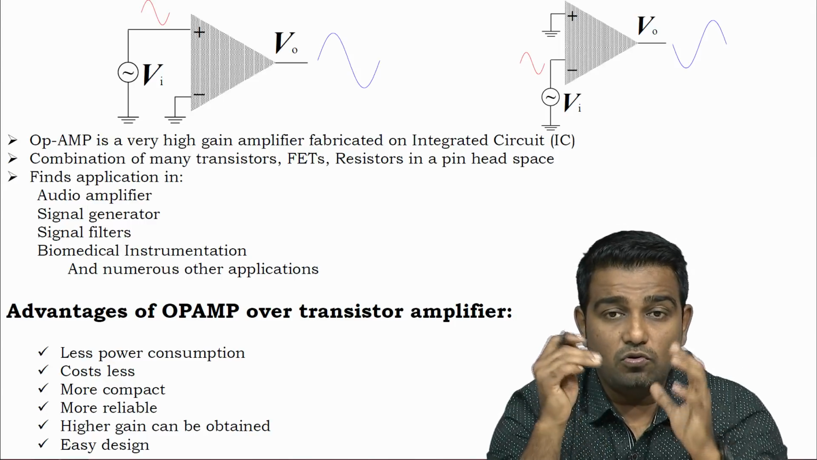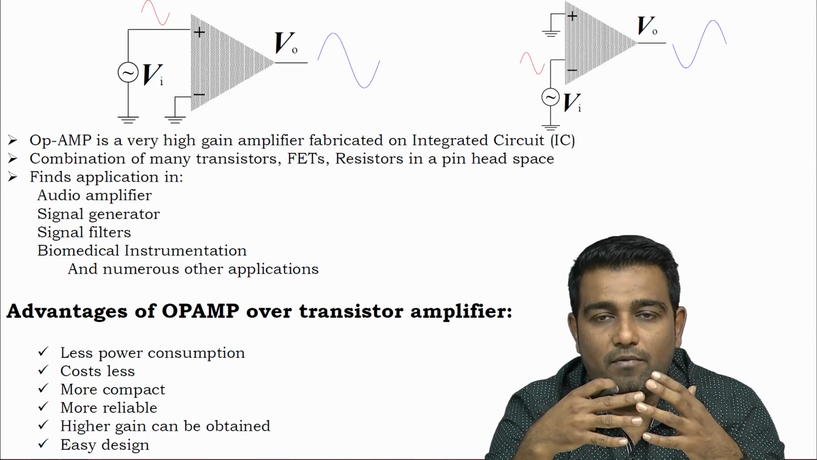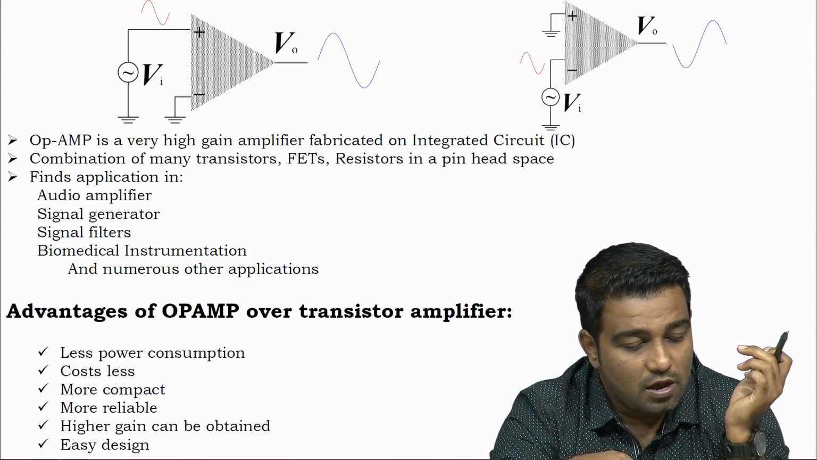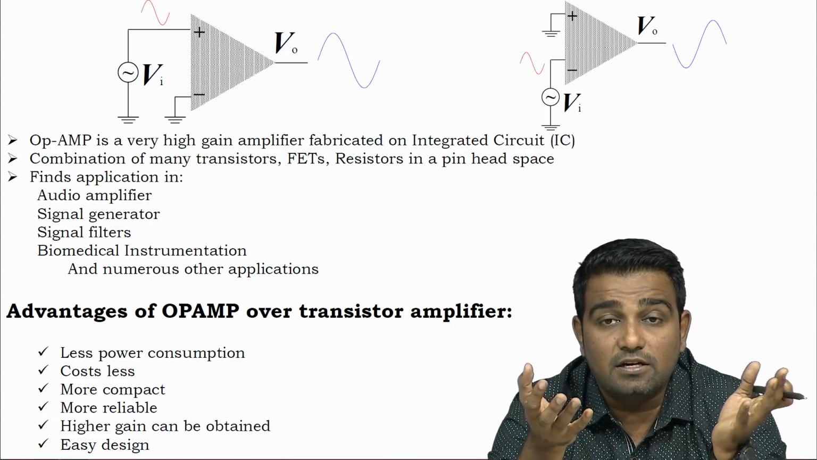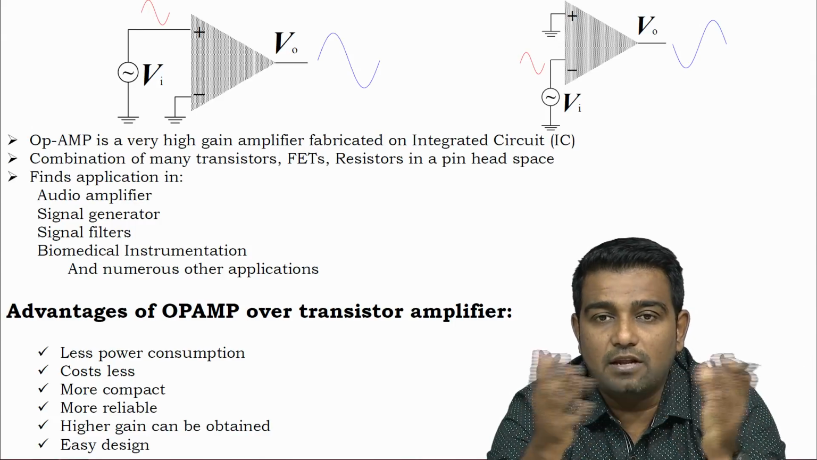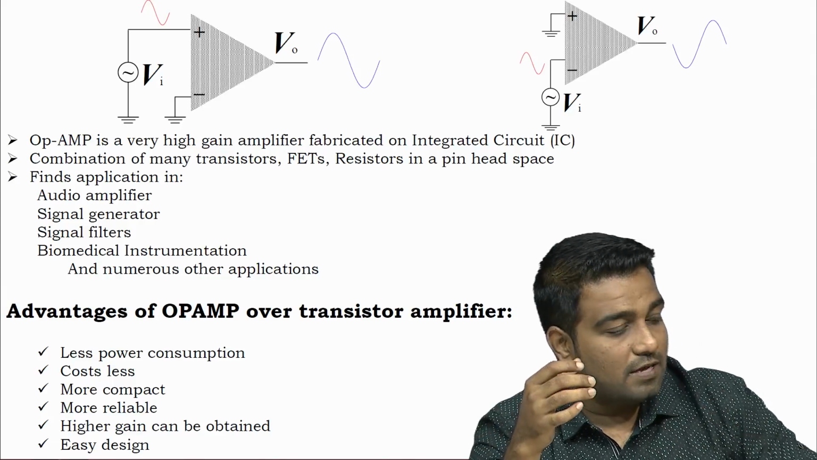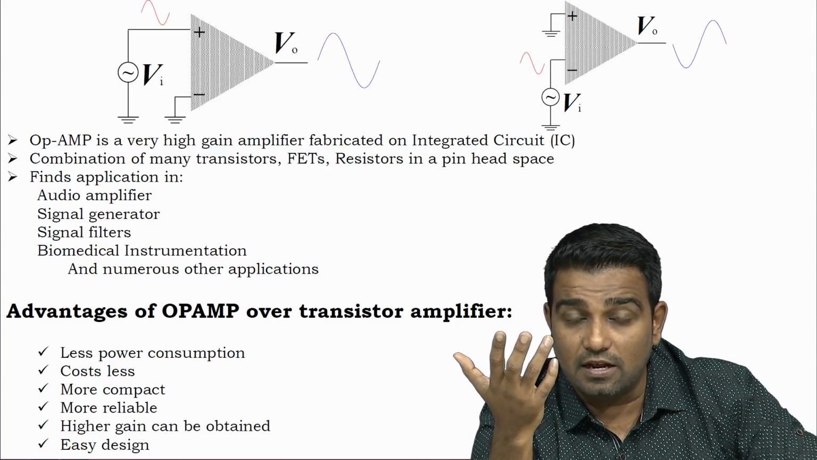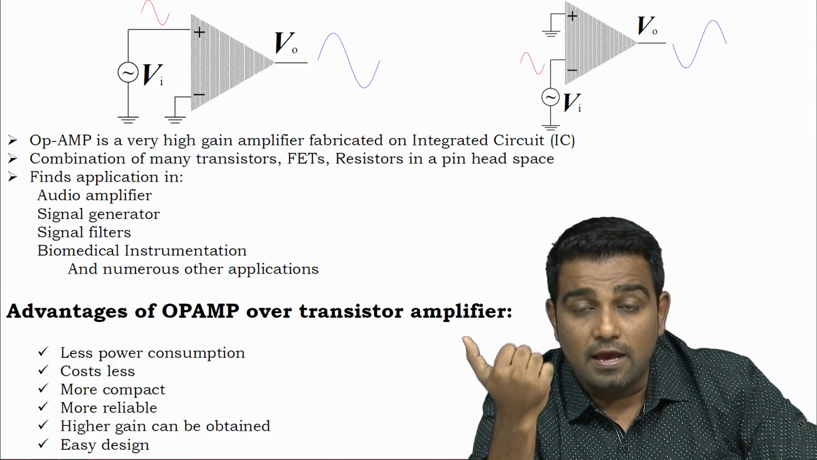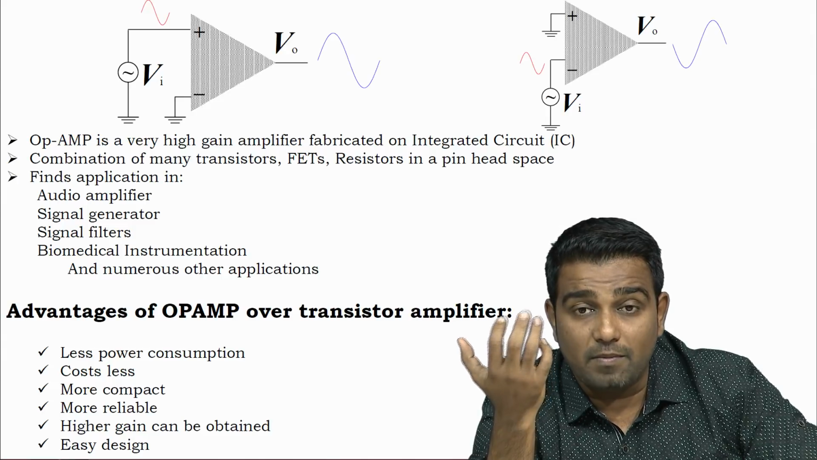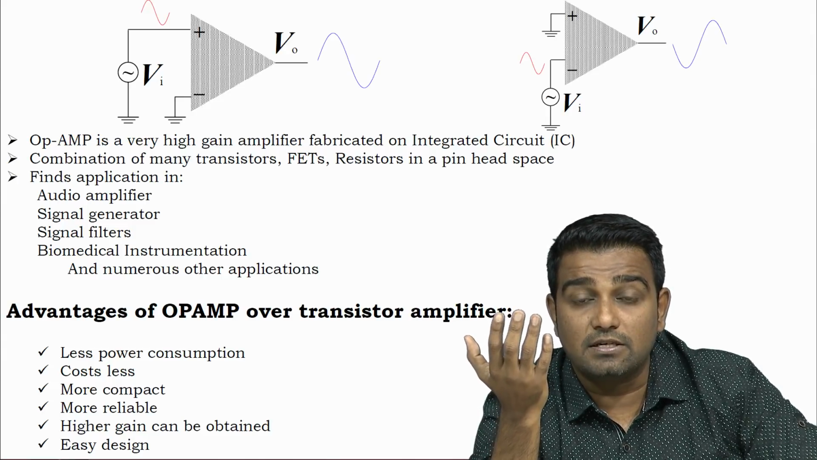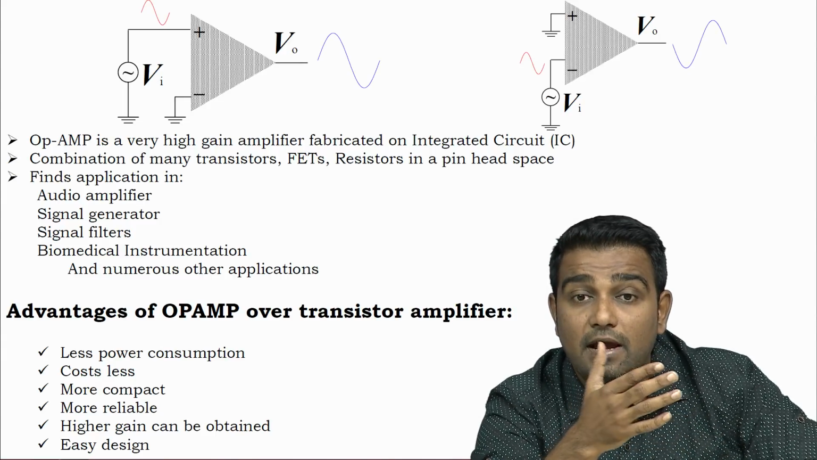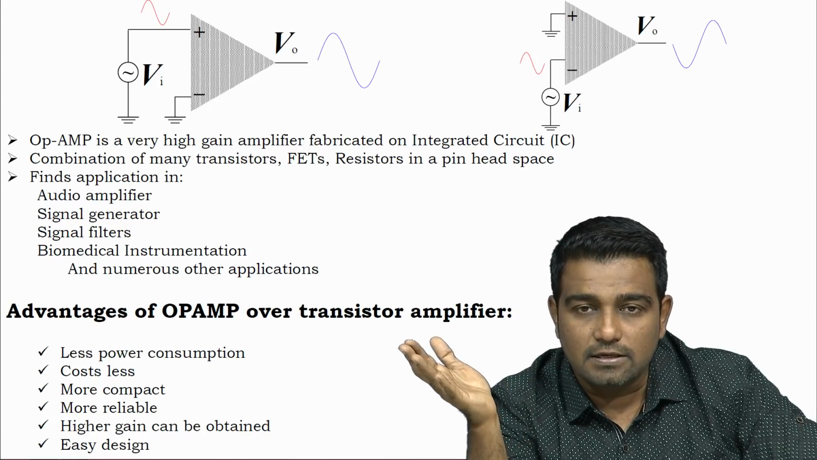So, you should understand why we are using op amps. Some of the applications of op amp are listed in front of you: audio amplifier, signal generator, signal filters, biomedical instrumentation and numerous other applications, right. Op amps are used in signal conditioning circuits, in amplifiers, and as differentiators. We have seen in the last course op amp as an integrator, as an adder, and the functionality of an op amp as an application for different circuits, right.